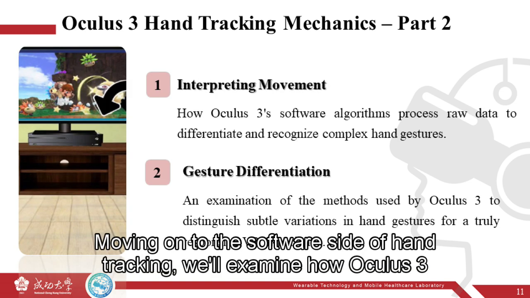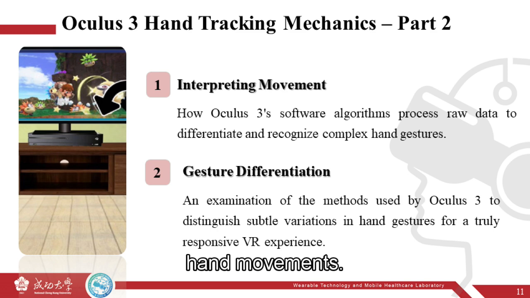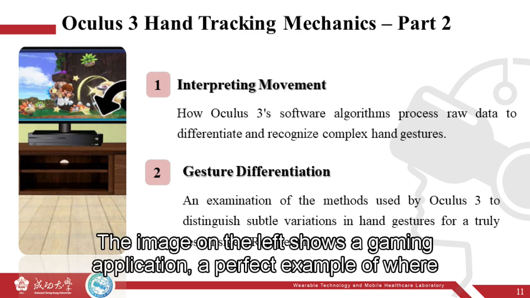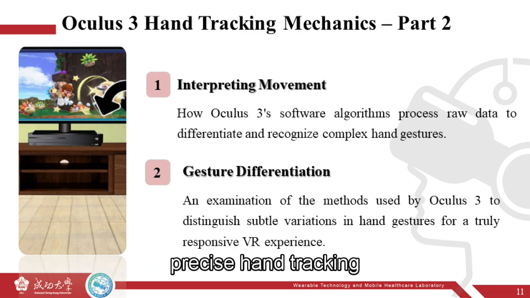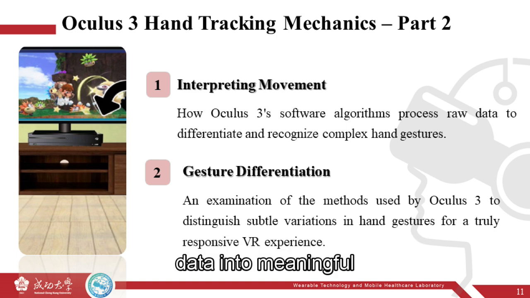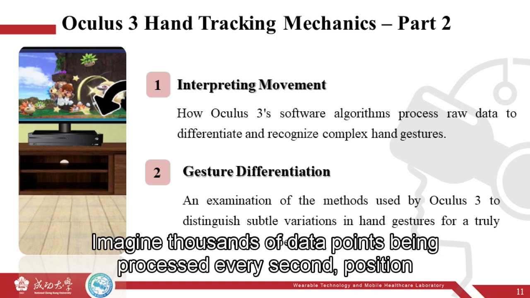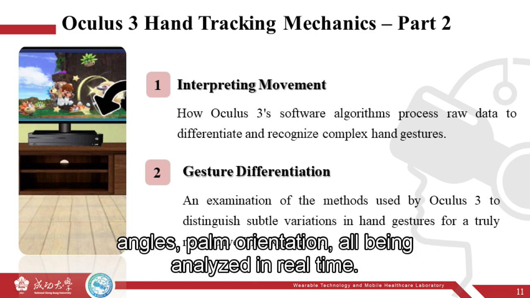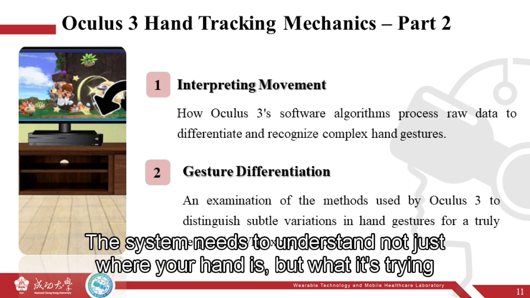Moving on to the software side of hand tracking, we'll examine how Oculus-3 processes and interprets hand movements. The image on the left shows a gaming application, a perfect example of where precise hand tracking makes a crucial difference. Let's start with movement interpretation. The software employs sophisticated algorithms that transform raw sensor data into meaningful gestures. Imagine thousands of data points being processed every second, position coordinates, finger angles, palm orientation, all being analyzed in real time. The system needs to understand not just where your hand is, but what it's trying to do.